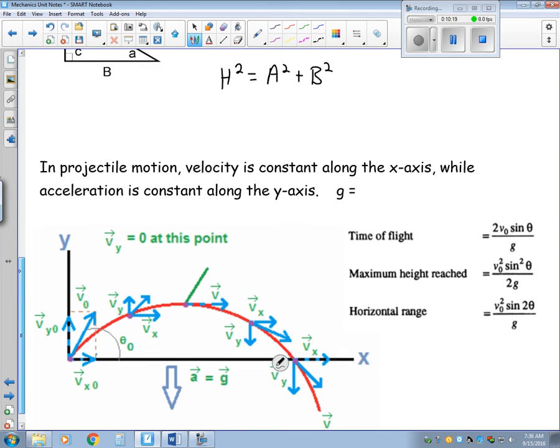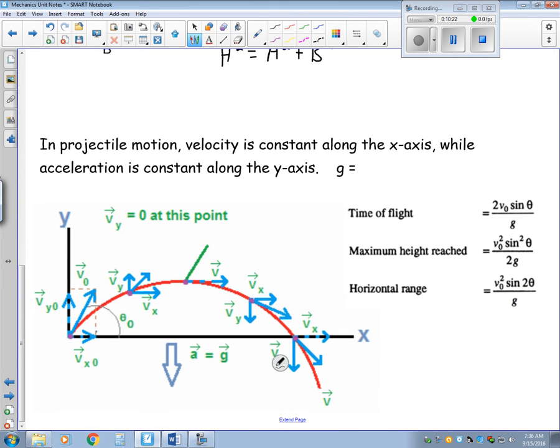So in projectile motion, velocity along the x-axis is constant. So what that means is that the acceleration on the x-axis is 0. However, acceleration along the y-axis is not 0. It's a constant acceleration. And the acceleration on the y-axis is the same thing as g, which is our negative 10 meters per second squared, or negative 32 feet per second squared. So in your math classes, you may use 32 instead of 10, and that's okay.